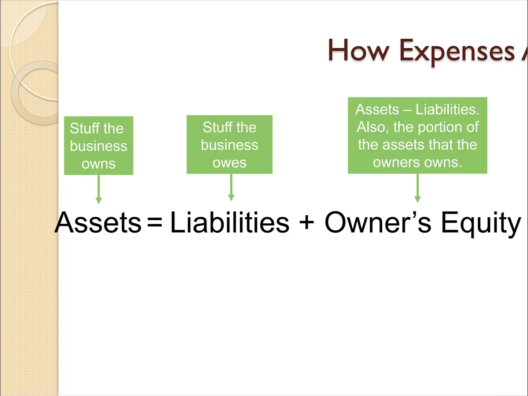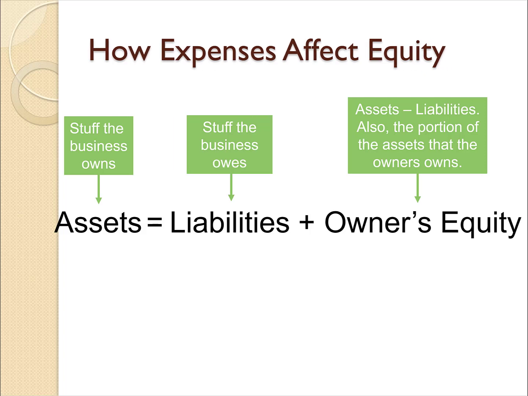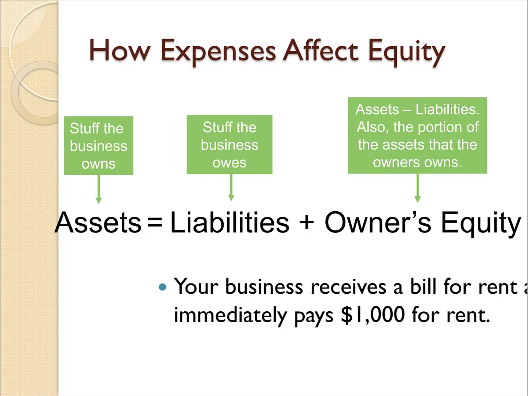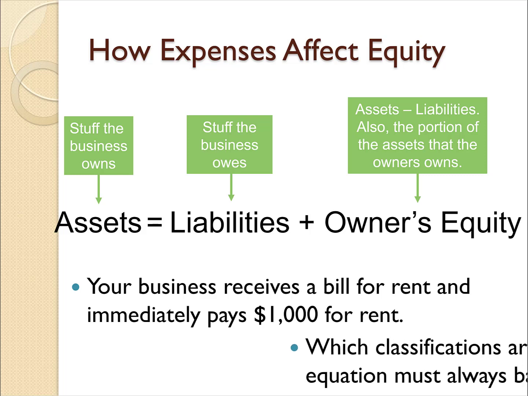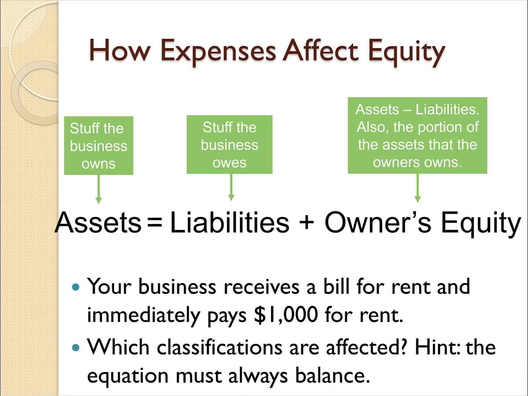So here's our accounting equation. Assets equals liabilities plus owner's equity. And let's say your business receives a bill for rent, and you immediately pay it, and it's $1,000 for rent. Which classifications are affected? And my hint again is the equation must always balance after you've entered the transaction.